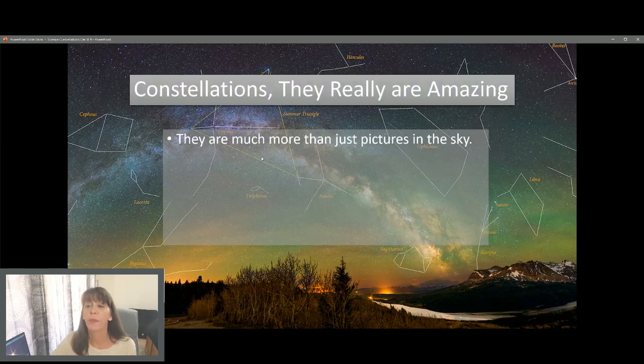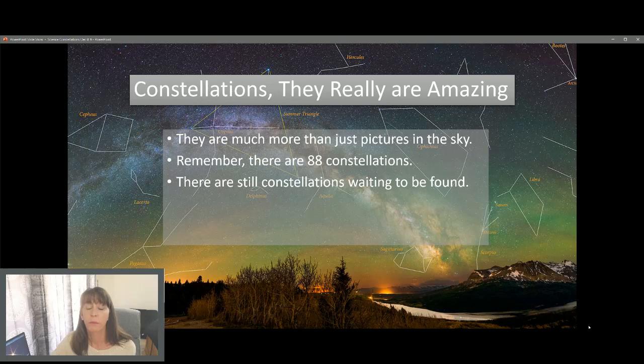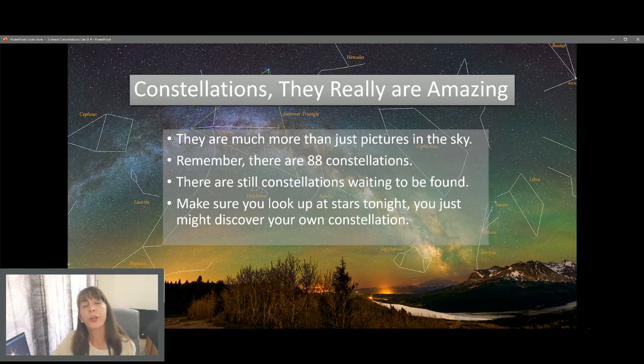All right, so constellations are more than just pictures in the sky, right? There are 88 constellations, don't forget that. But there are still constellations to be found, right? Yes. Make sure you look up at the stars tonight. And you know what? You might see another image. Use your imagination. As long as you've got darkness and imagination, you've got the tools you need to find constellations or to make your own constellations. You might even make a cool myth or legend story to go with your found constellation.